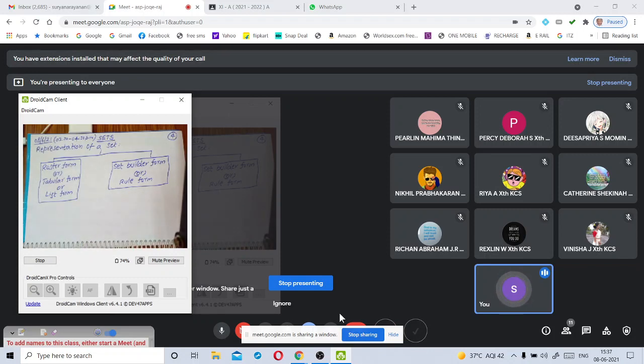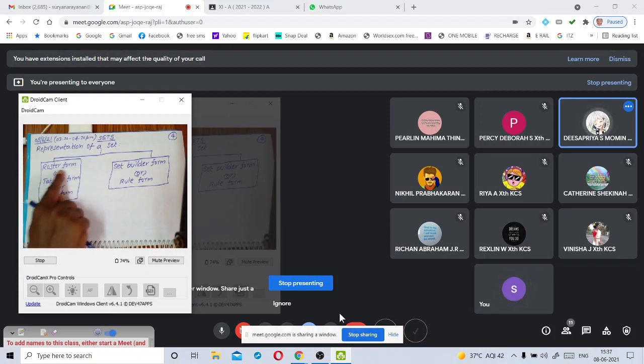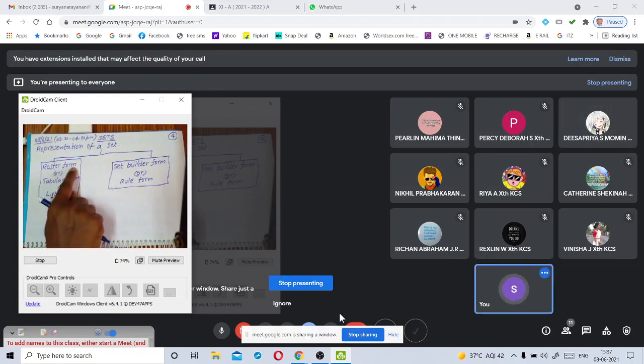How many methods are there to represent a set? Can you tell me, Catherine? How many ways are there to represent a set? Sir, two methods. Very good. Can you tell me what are the two methods, my dear Disa Priya? Can you tell me the two methods of representation of a set? Sir, tabular form. Roster form.